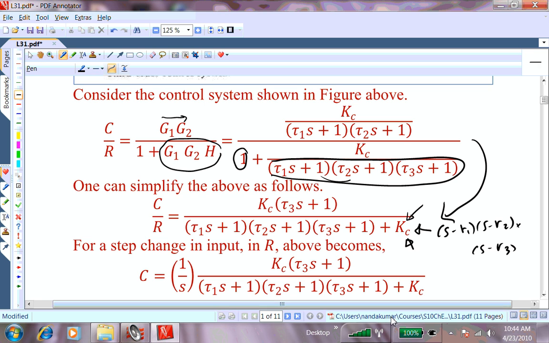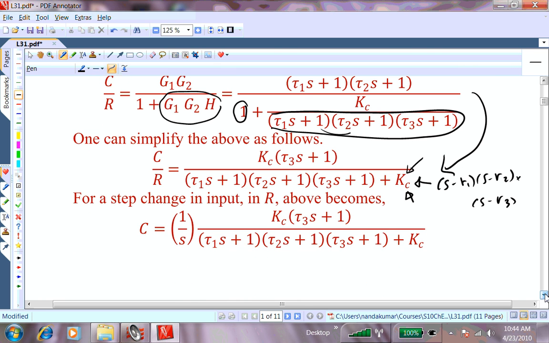Okay? So what you need to understand at this stage is that for a feedback system, you can always write something like 1 plus g in the denominator. And that is called a characteristic equation. So the roots of this entire term in the denominator are the ones that determine the stability. Okay? Any question, Matt?